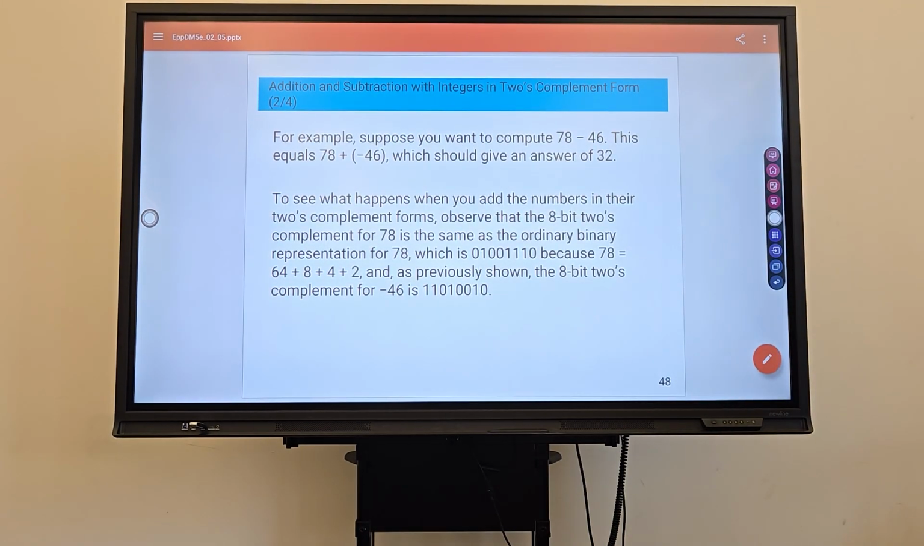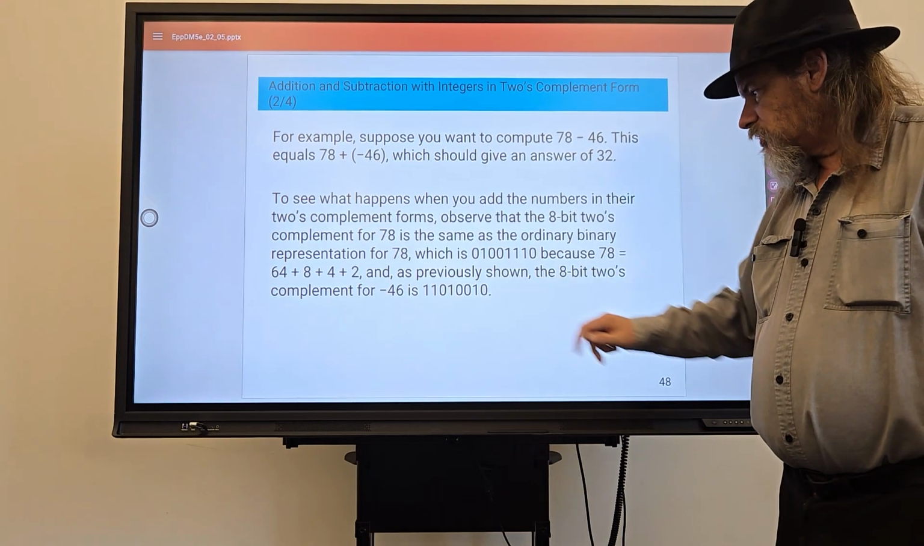For example, suppose you want to compute 78 minus 46. This equals 78 plus negative 46, and should give you the answer of 32. To see what happens when you add the numbers in their 2's complement forms, observe that the 8-bit 2's complement for 78 is the same as the ordinary binary representation of 78, which is that number there. And the 2's complement for 46 is 11010010.